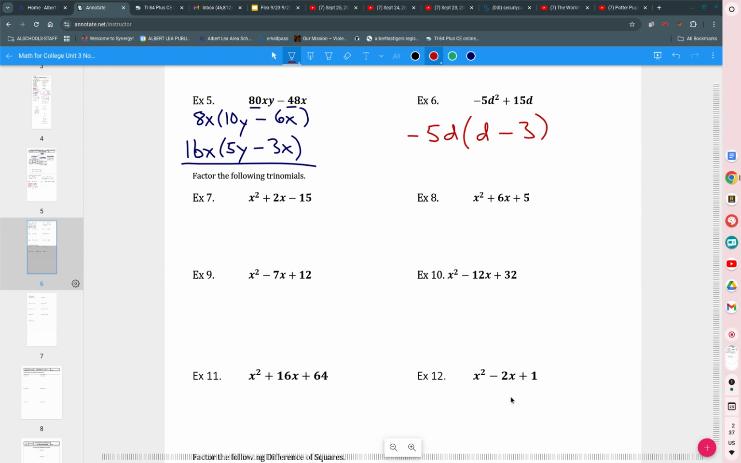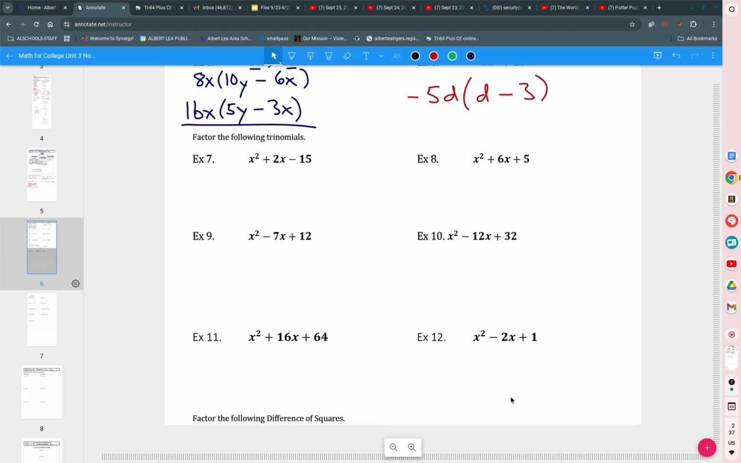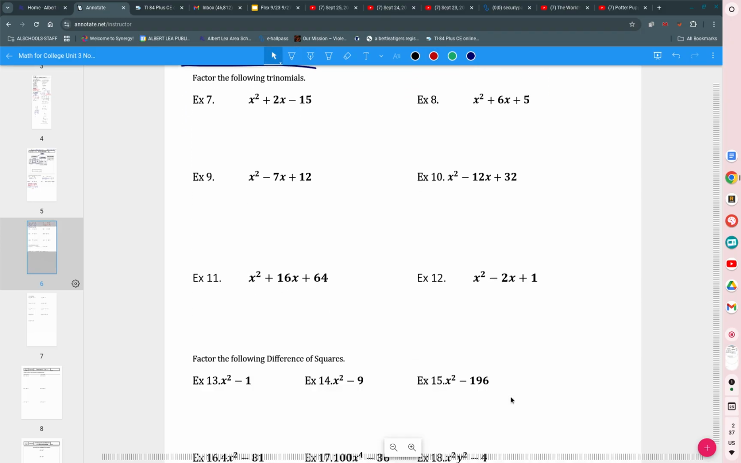That's greatest common factor. Another way of factoring is factoring a trinomial. Trinomial because it has 3 terms to it. Notice how there is no greatest common factor. There isn't anything I could take out of each piece. So it turns out it factors, we kind of saw this yesterday, to 2 binomials.